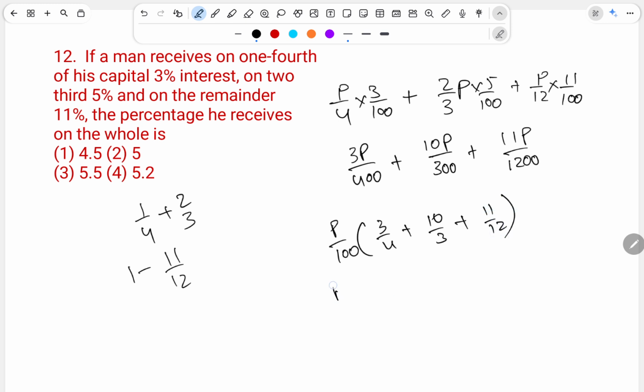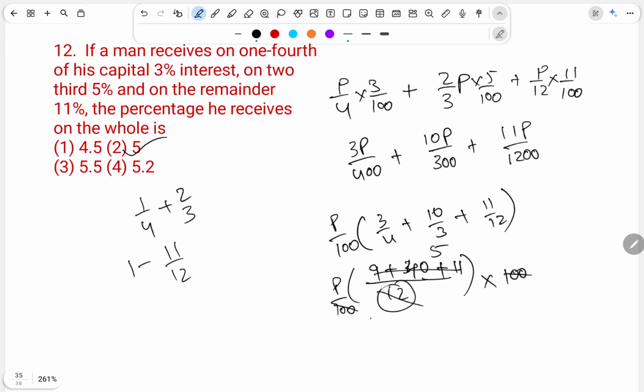LCM will become 12. So 3 3s are 9, plus 3 10s are 30. Sorry, 4 10s are 40, plus 11. So total P by 100. Now percentage into 100. Over 12 only, na? So into 100. Now 100 gets cancelled. 12 ones, this total is 60. 12 5s are 60, so 5%.